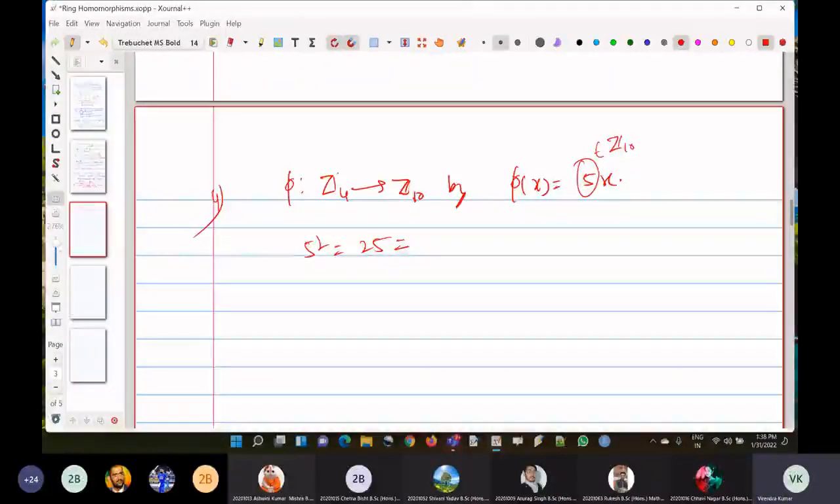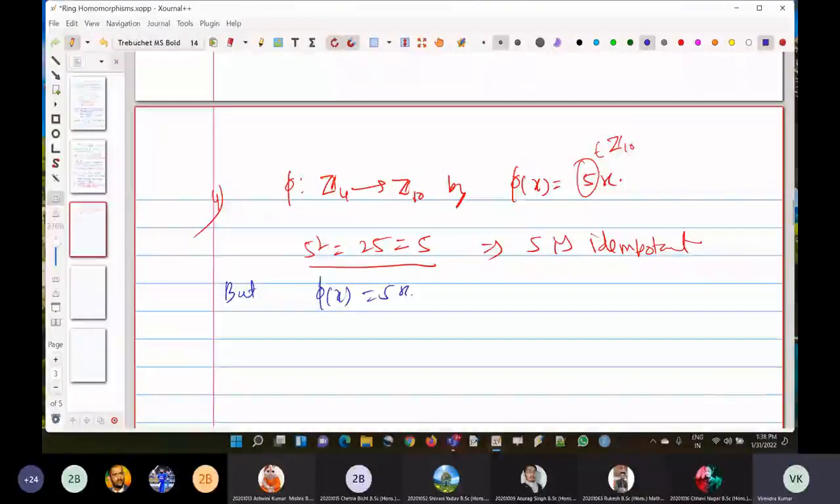5 here in Z4 becomes the multiplicative identity. So here 25, and when we divide it by 10, we get 5. So 5 squared equals 5, which implies that 5 is idempotent. Idempotent. Okay, 5 is idempotent, but 5x is not a homomorphism. Whenever I use homomorphism here, I am talking about ring homomorphism, not group homomorphism.